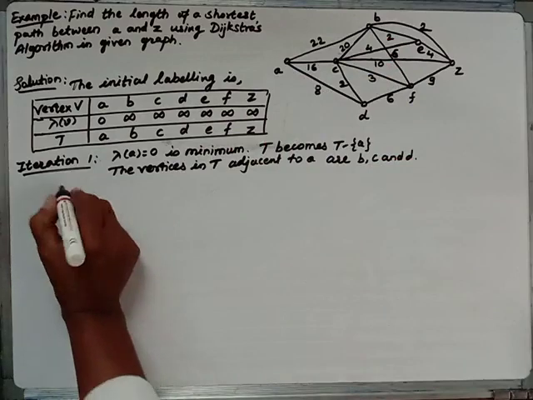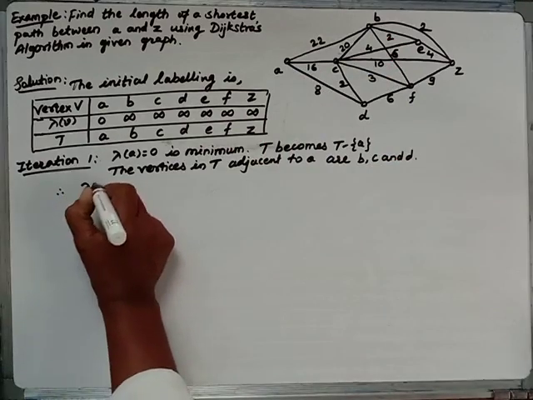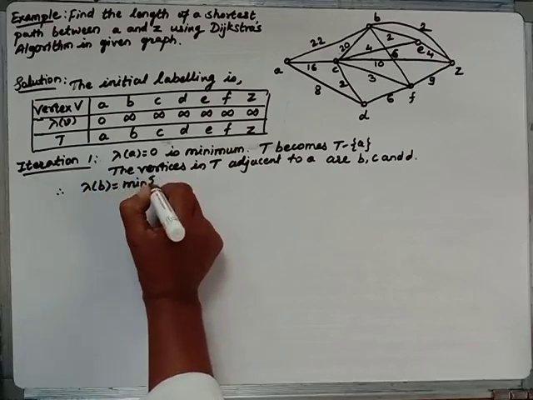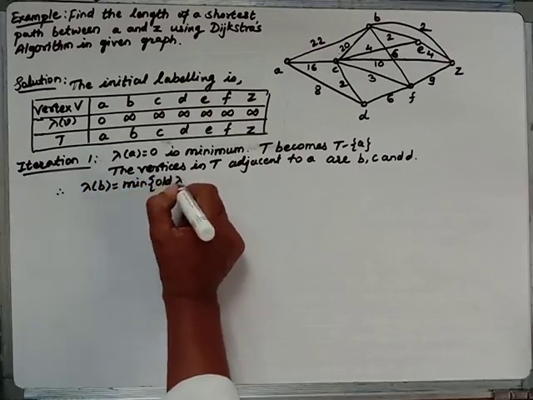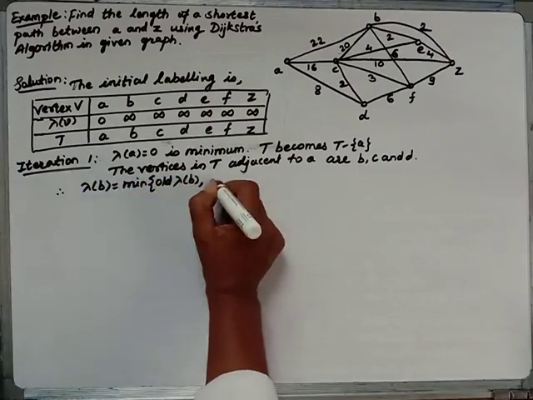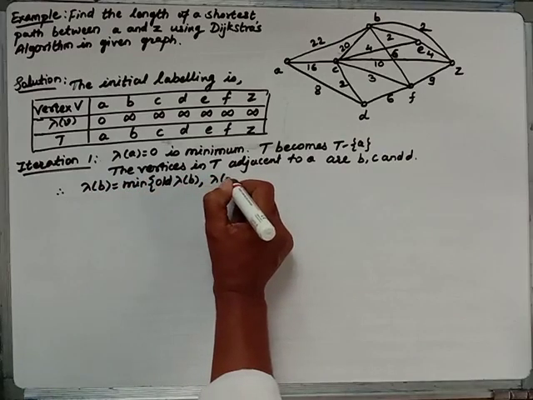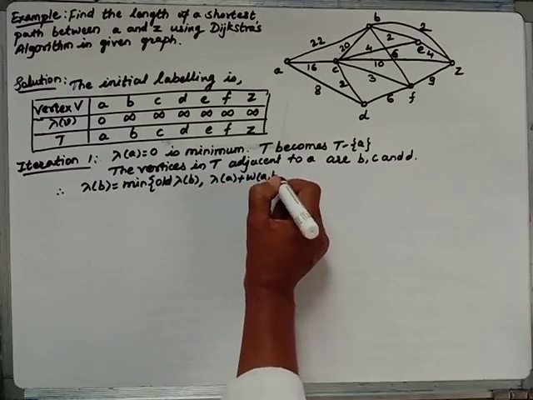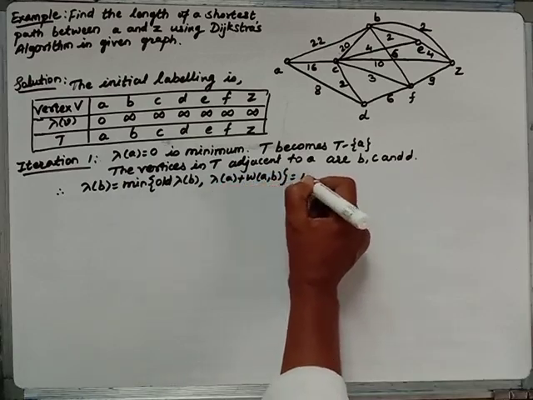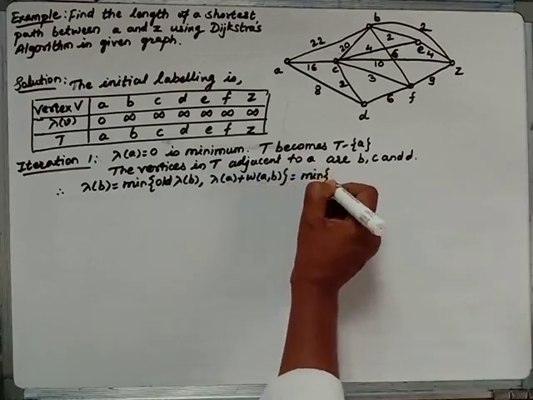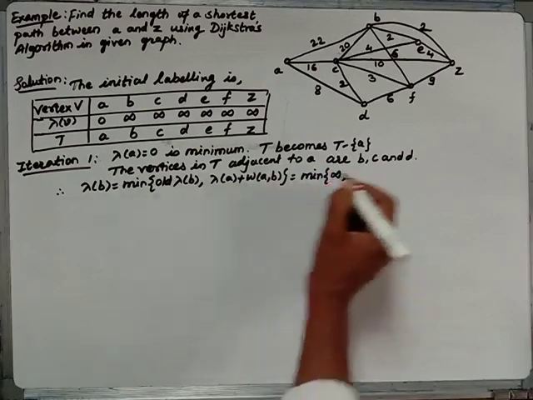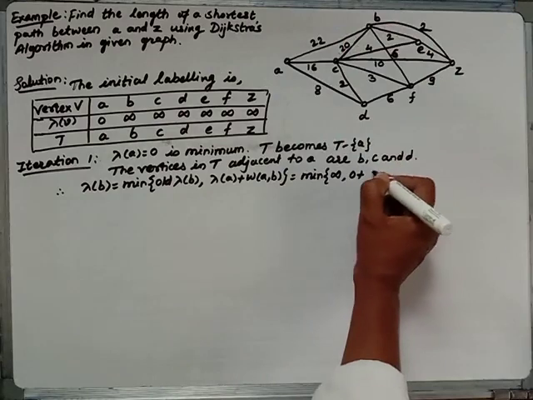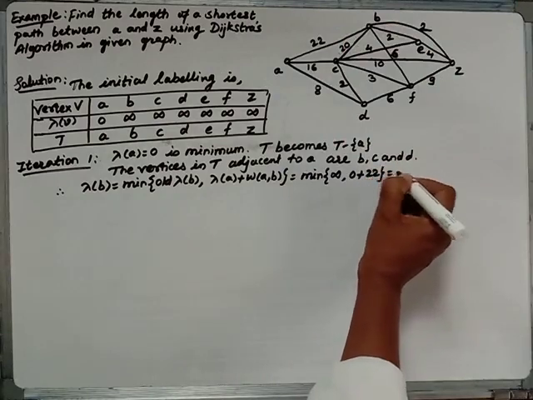Therefore, lambda of B is the minimum of old lambda of B and lambda of A plus the weight of the edge from A to B. So what is it? Minimum of, what is old lambda of B? It is infinity. Lambda of A is 0, plus the weight of the edge from A to B, which is 22. So it is 22.